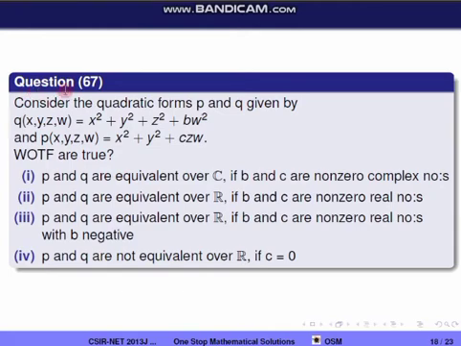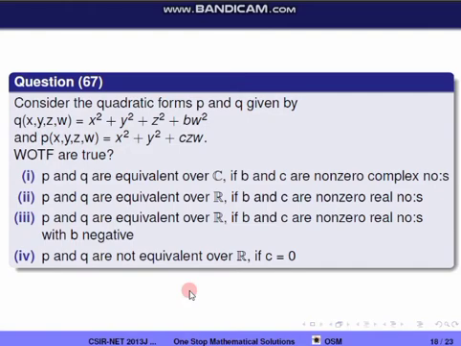Next question, question 67. Consider the quadratic forms P and Q given by Q of x, y, z, w is equal to x square plus y square plus z square plus b w square, and P of x, y, z, w is equal to x square plus y square plus c z w. Which of the following are true? So we are given two quadratic forms here. We have to find which of the following are correctly satisfied by them.